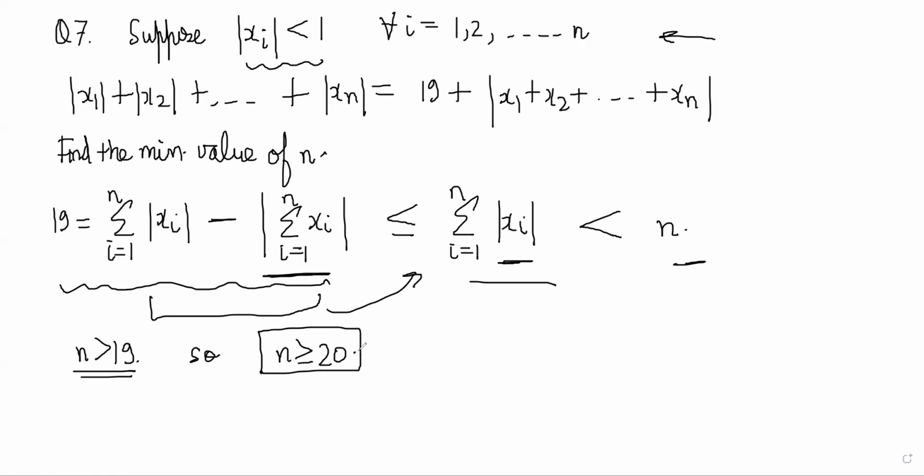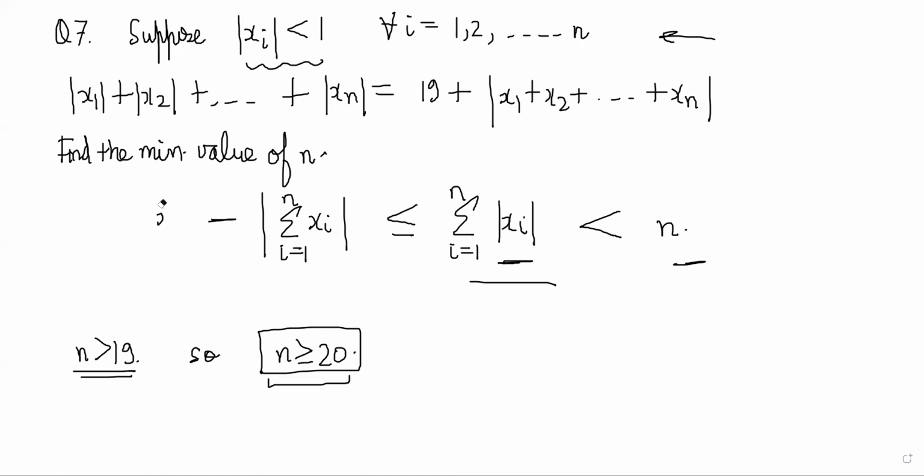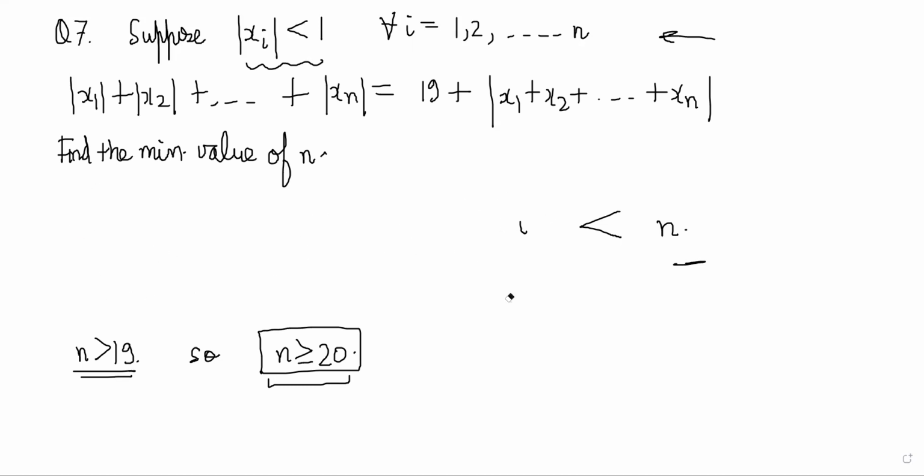It is possible that n has to be 21 or 22 or any higher number, but it is possible for n to take the value 20. Now we want to check whether we can find xi such that n equal to 20 is attainable. If n equal to 20 is possible, then that will be the lowest integer value of n. So let's try to think of a way to assign xi such that n is equal to 20.